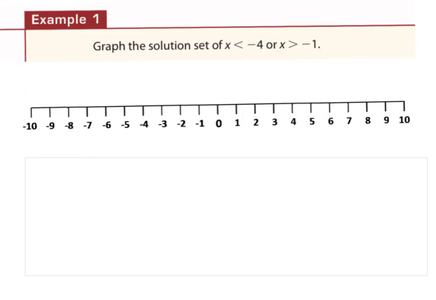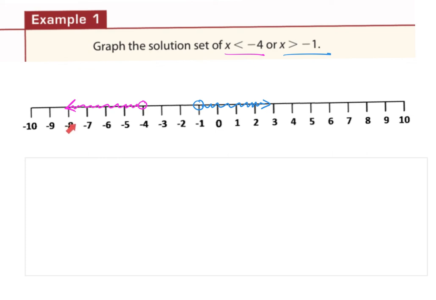So let's do the first one. It just wants us to graph the solution. X is less than -4 or X is greater than -1. So we're going to start here. Open or closed circle on -4? Open, and everything smaller. And then for this one, open or closed circle on -1? Open, and everything larger. This entire graph is my answer. So whether it fits here or whether it fits here, it is true for this statement.